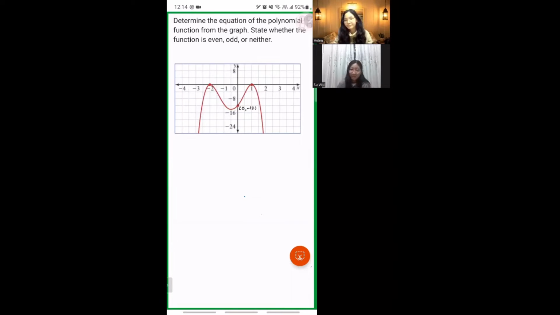Hello, we are Helen and Sung, and we are going to find the equation of this polynomial function, and also we are going to tell whether this function is even, odd, or neither. So let's start.